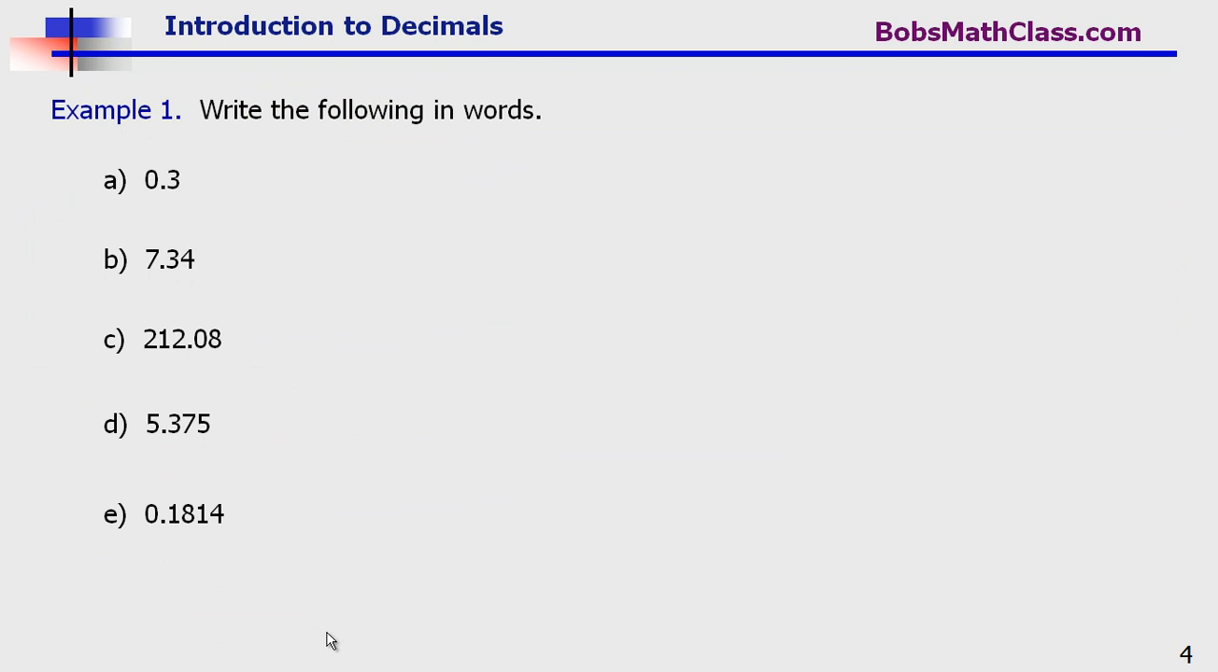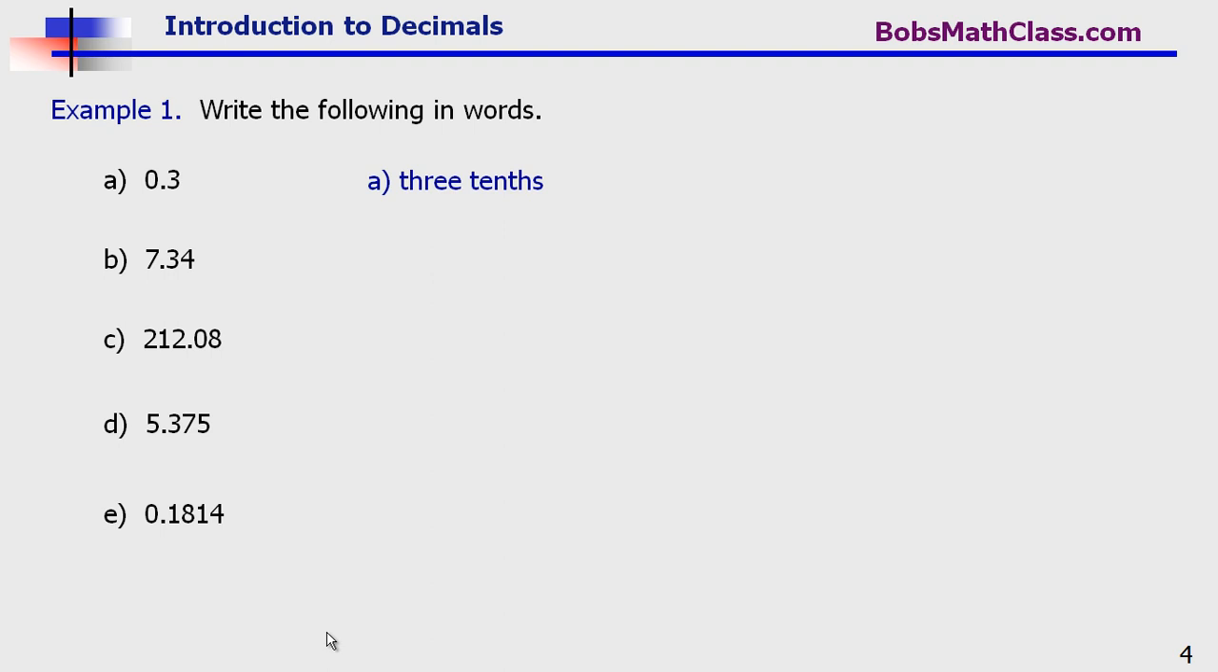Okay, here's some problems for you to do. This is our first example. Pause the video, work on these on your own, and then click on play when you're ready to see the answers. Okay, the first one, there's no whole number, so we don't have to even write down the 0. We're just going to go right to the number after the decimal point. You don't even need the word and, because there is no whole number in front of the decimal point. So what number is after the decimal point? Just 3. And what place is it in? The tenths.